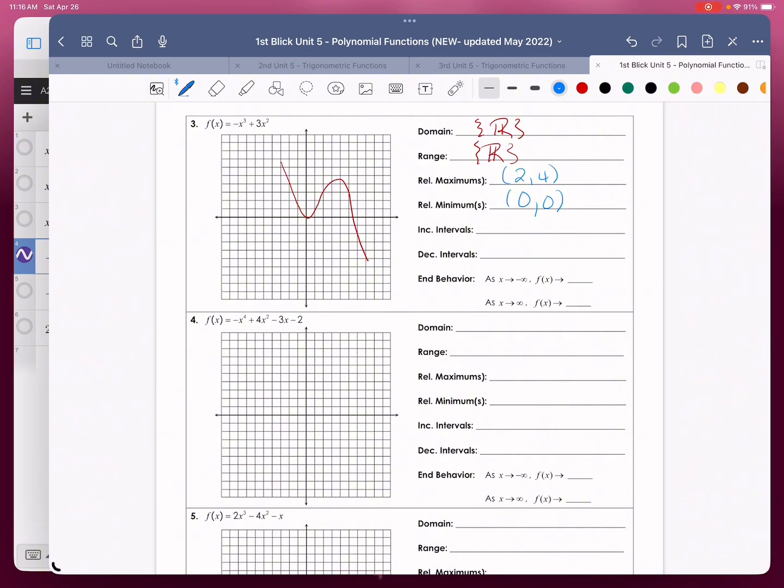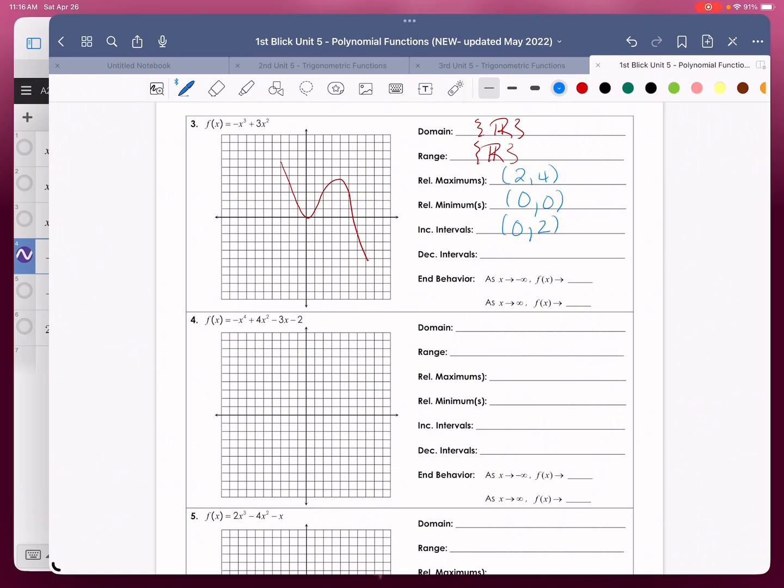Okay, so where does it increase? Our increasing intervals are going to be from this point to this point. Everything else is going to be a decrease. So from here to here is our increase interval, and that was only from 0 to 2.